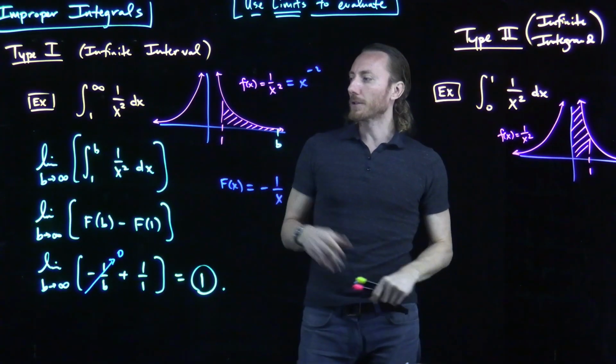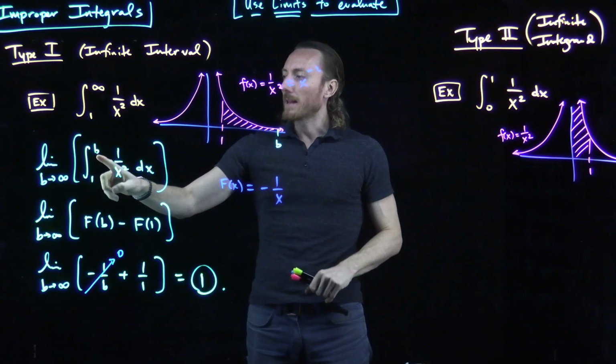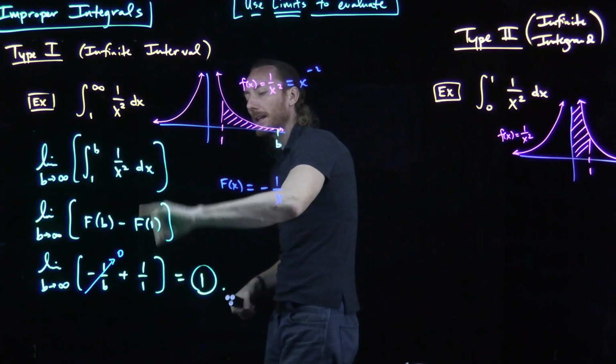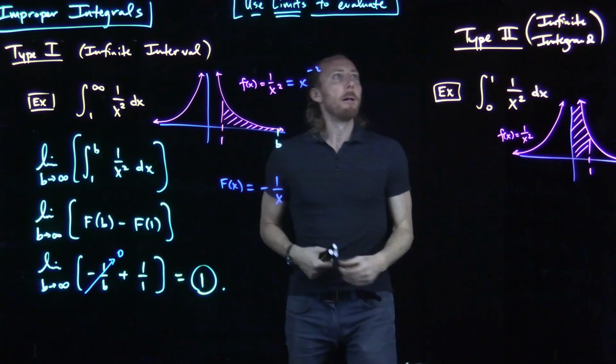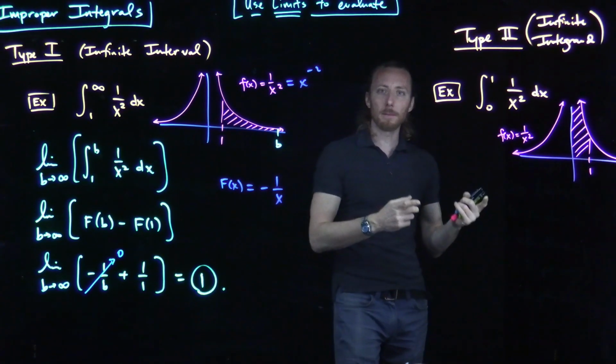Interesting result, but the general idea here is, look, when you've got a bound that's infinite, just make the bound a real number and let that real number go to infinity. Work out the integral using the fundamental theorem, and then just let the limit do its job. Let's now swing over to type 2. So again, we're going to use limits to evaluate.